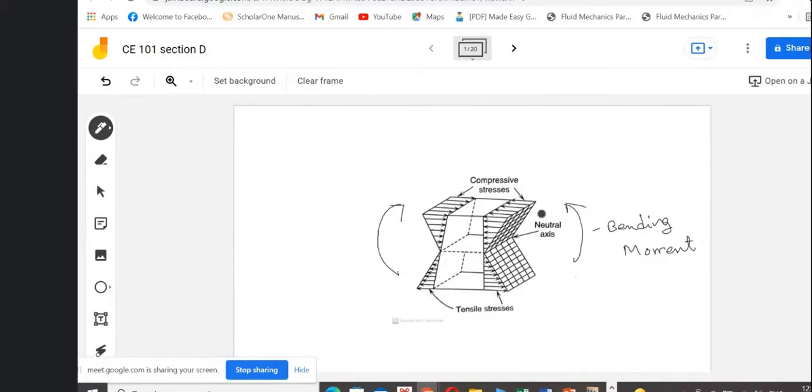So whenever the direct stress is acting in this direction, the compressive stress and the direct stress will be summed up. However, in this case the tensile stress is acting in the opposite direction of the direct stress. Okay, so that's why we will reduce this portion.